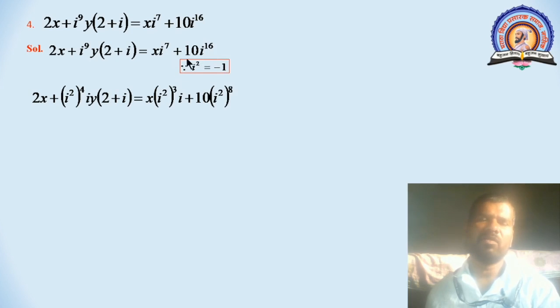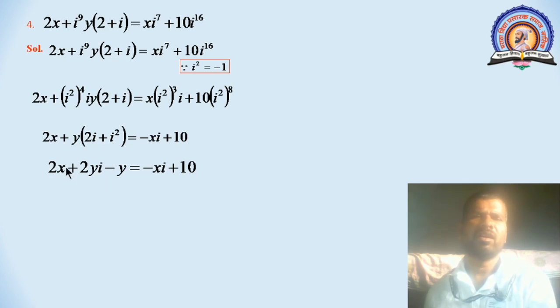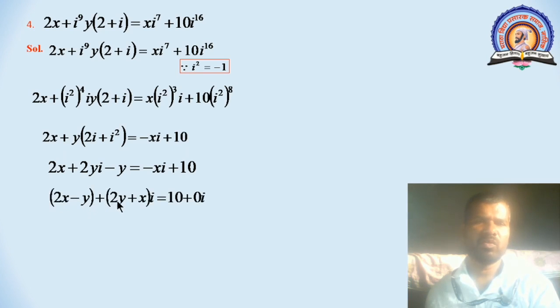We know that the value of i square is minus 1. So put that value, i square is minus 1. This equation becomes (2x plus y into i) into (2 plus i) is equal to minus xi plus 10. Multiply i inside the bracket and put the value of i square as minus 1. You will get 2x plus 2yi minus y is equal to minus xi plus 10. Transfer this xi to the left hand side and separate the real and imaginary parts. You will get (2x minus y) plus (2y plus x) into i is equal to 10 plus 0i.